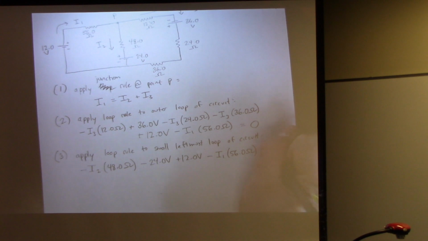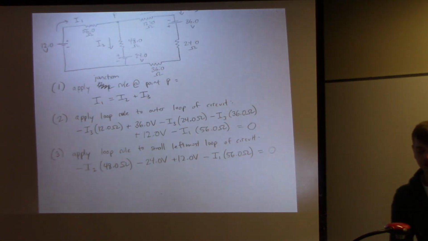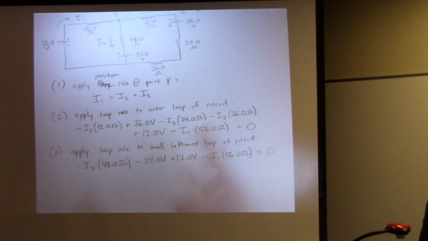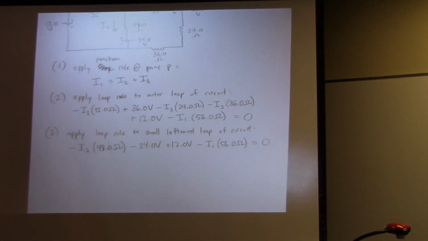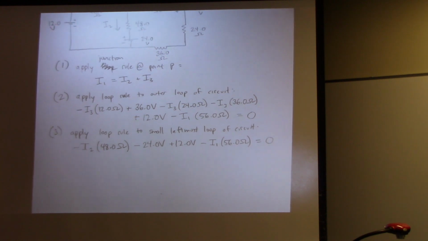What does that all equal? Well, 0. That's the whole point of the loop rule, is we sum up these voltages in a closed loop of the circuit and we get 0. Okay, so that's equation 1, that's equation 2, and that's equation 3. Now in this case, because it's a little bit tedious, as you saw in the previous example, to go through the algebra, I'm just going to skip over that part.